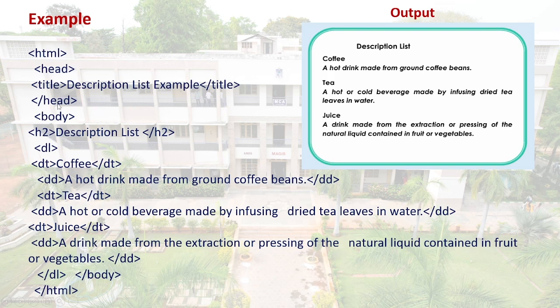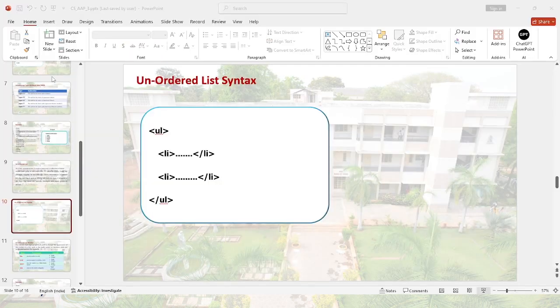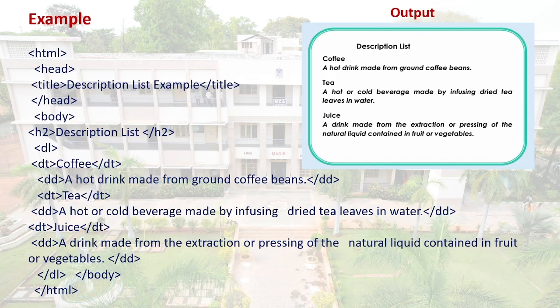Then I can close the head tag, open the body tag, and here I can mention the heading as description list. DL tag is for description list, and DT tag is used to describe the terms, the data terms. Here I can use coffee as a data term, and DD is for the description of the data term. Therefore I can describe coffee as a hot drink made from ground coffee beans.